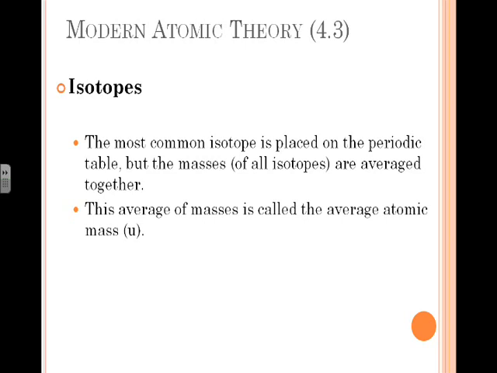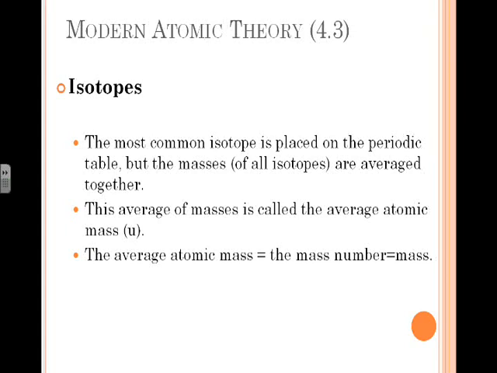Now, this average of masses is called the average atomic mass, and the unit for that is u. We've already talked about that the number at the bottom of the box underneath the element symbol is called the mass number. It can also be called the average atomic mass. So it's just 2 different names that it can be called, and the average atomic mass has a unit of u. Now, the average atomic mass equals the mass number, and that also equals the mass, which we would give in grams. Let's go ahead and talk about an example and what this means, how they all equal.